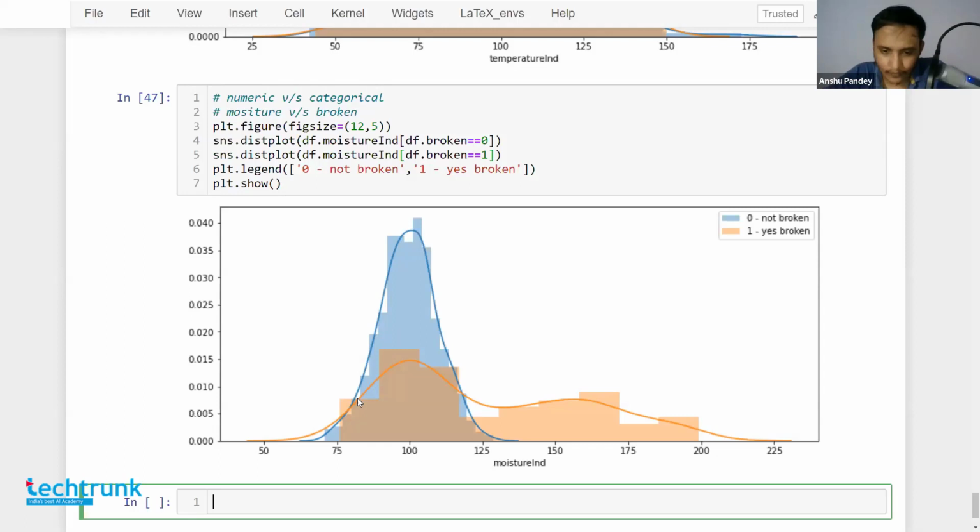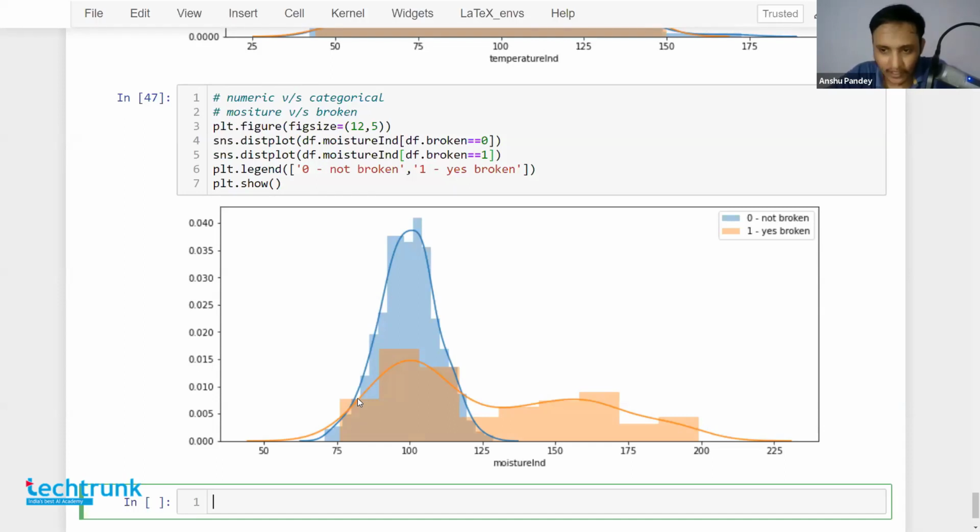X-axis represents moisture and y-axis represents the probability of machines getting damaged or not damaged, according to red or blue. As we can see, between the moisture of 75 to 125, which seems to be a good range, the probability of blue is higher than red. That means between 75 to 125, most of the machines are not damaged. But when the machines are producing moisture more than 125, that is where machines are almost all damaged, right? Above 125, there is only the red distribution, there is no blue distribution. That means machines which are generating moisture more than 125 are all getting damaged.